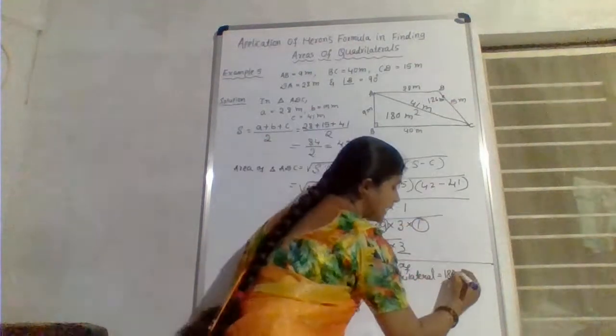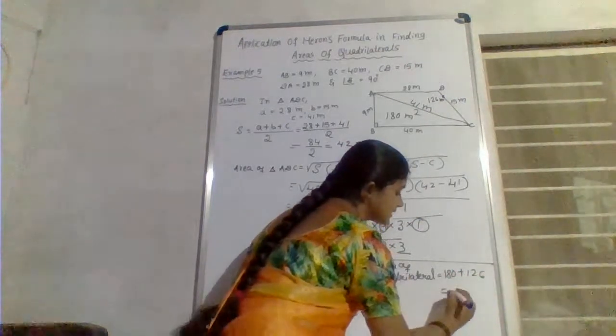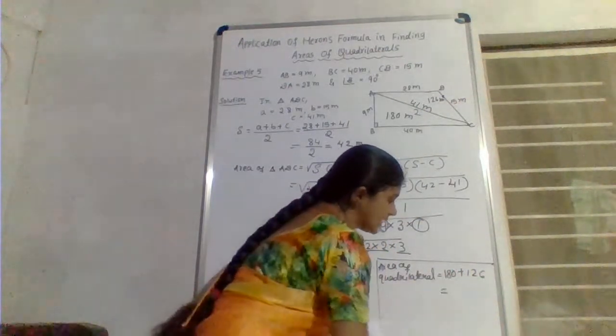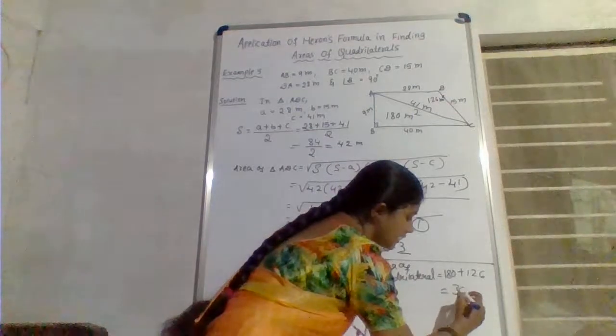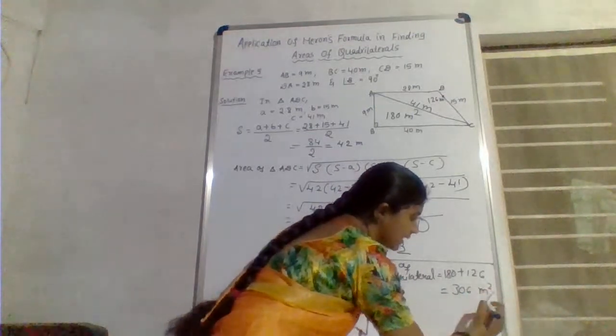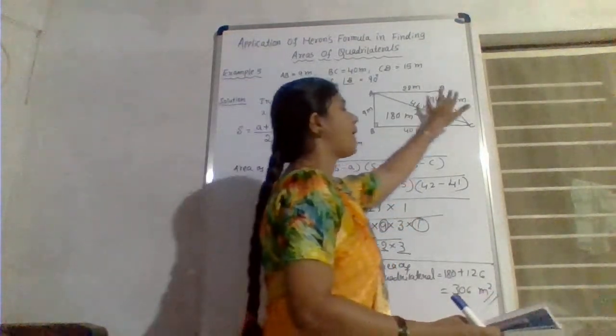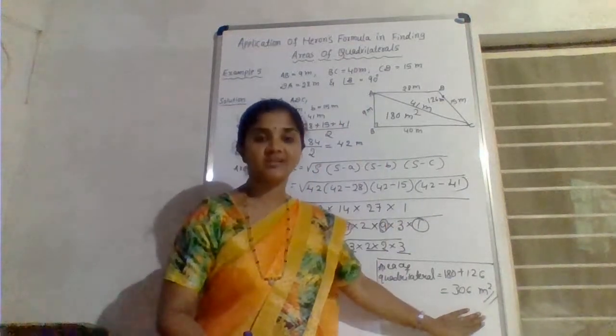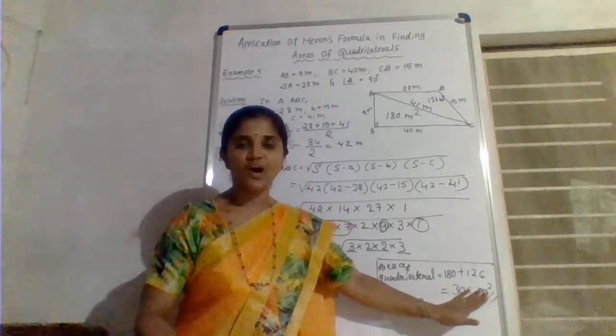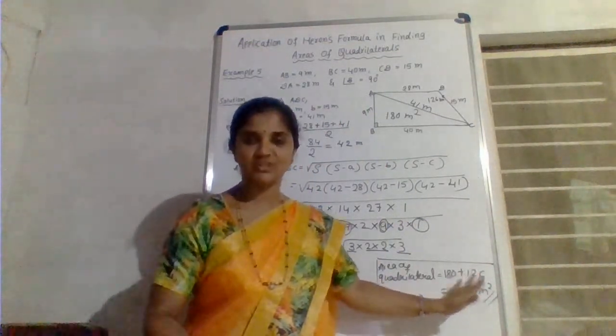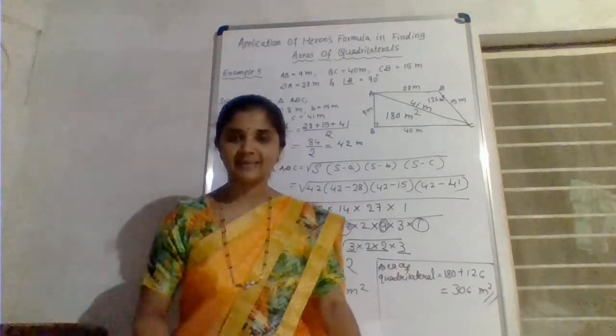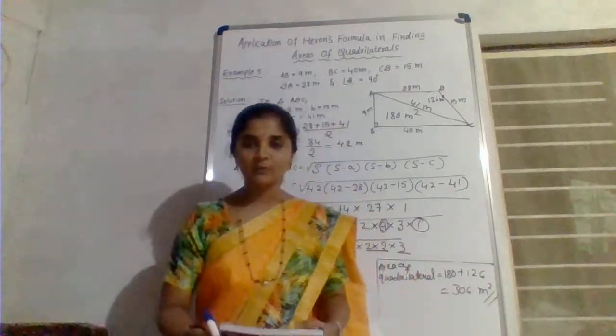This is 180 plus 126. So 180 plus 126, how much actually? 306 meters square. So the area of the complete quadrilateral ABCD is 306 meters square. So the area cleaned by the students is equal to 306 meters square. Got the idea of this problem, students?